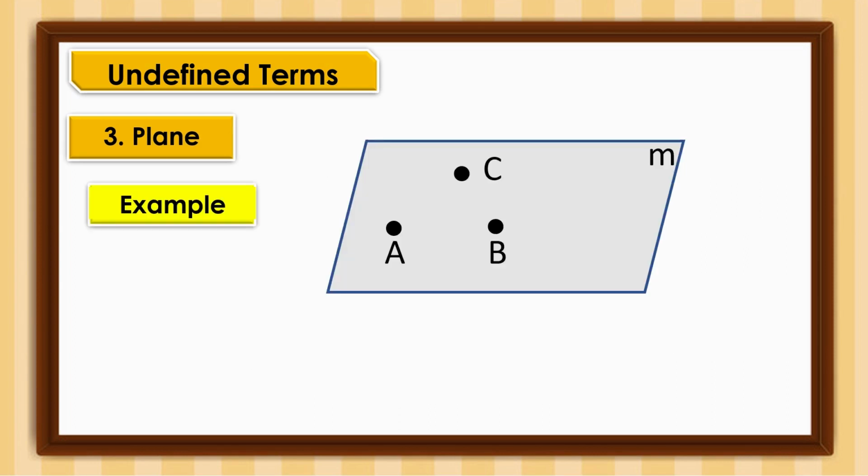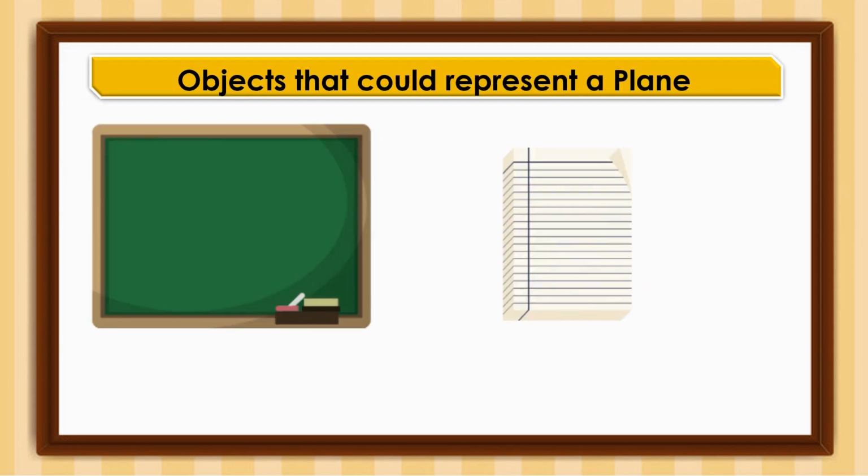And here is an example of a plane. We can name a plane by 3 points, and take note that those points should be coplanar but not collinear, or non-collinear points. So we have here plane ABC. Point A, point B, and point C lie on the same plane, but they are not on the same line. So we can name it as plane ABC or simply plane M. Objects that could represent a plane. It can be a blackboard or paper.